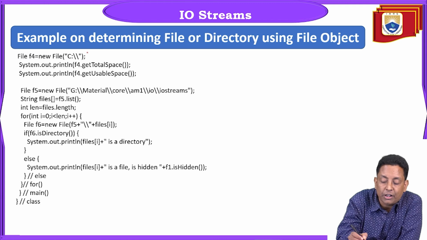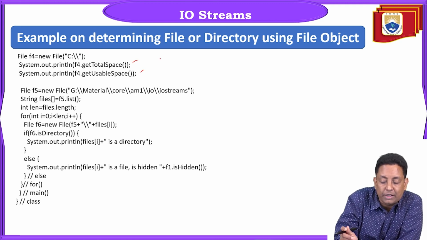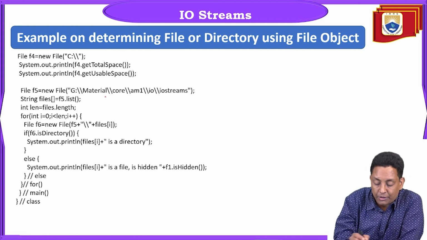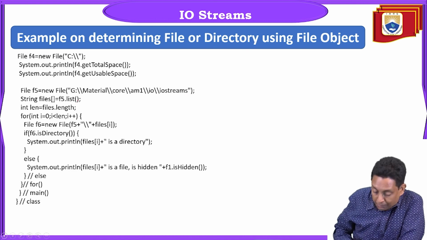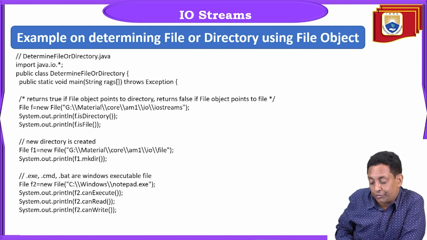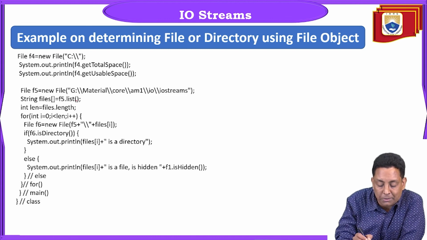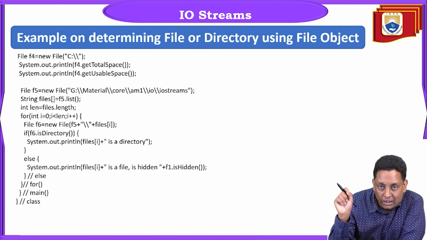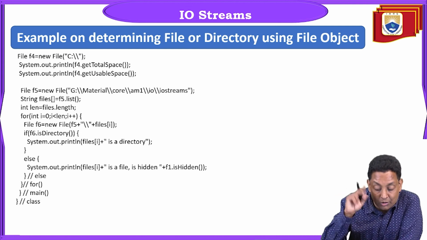Here file object f4 is pointing to the C drive. We are getting the total space and usable space, and then we are finding the hard disk space here. And here this file object is pointing to the IO streams directory. f5.list: the previous list operation is a filtering operation. A Java FilenameFilter object is passed as the argument here. Only files beginning with F and ending with the .java extension are returned.